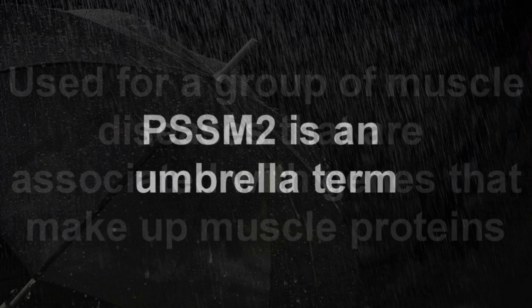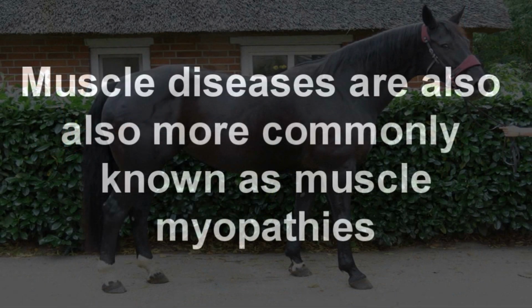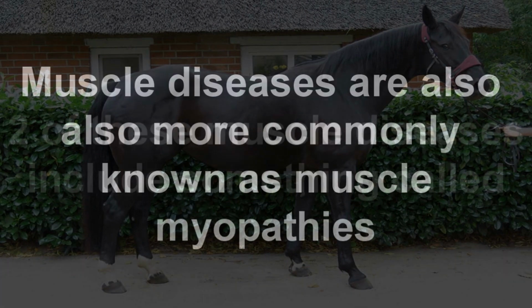PSSM2 is an umbrella term used for a group of muscle diseases that are associated with genes that make up muscle proteins. Muscle diseases are also more commonly known as muscle myopathies. Two of these muscle diseases include something called myofibrillomyopathy and recurrent exertional rhabdomyolysis. So what is myofibrillomyopathy?